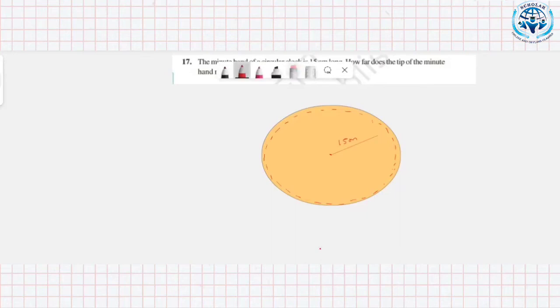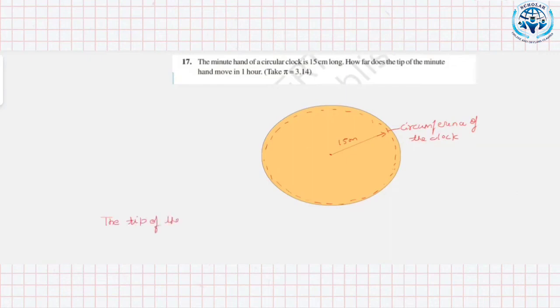So we will find out the circumference of the clock. What is 15? It is the radius of the circular clock. We will put the values in the formula and find out the circumference.